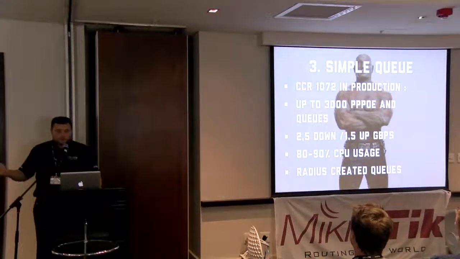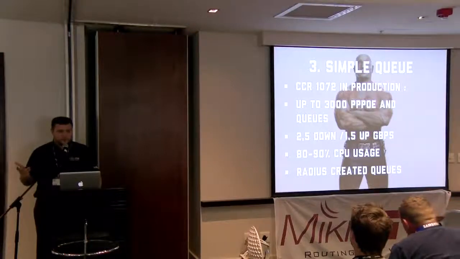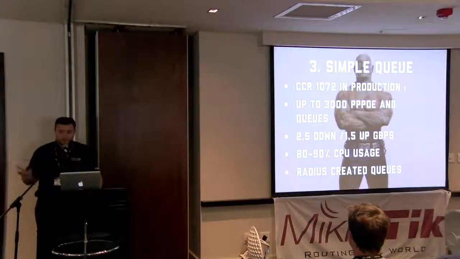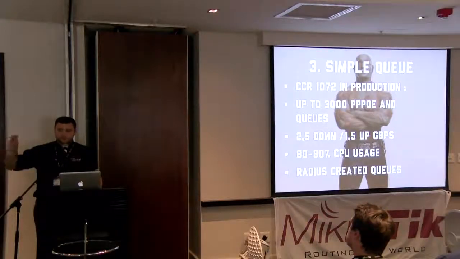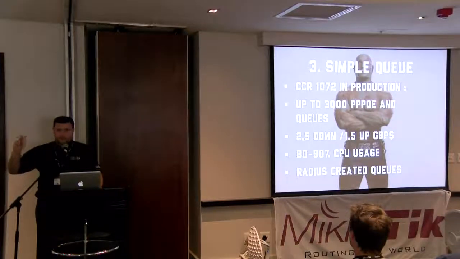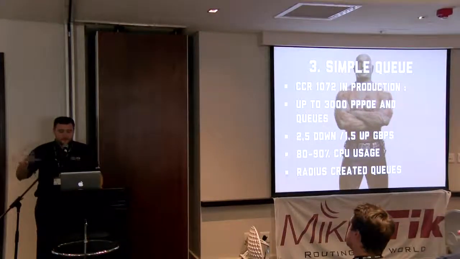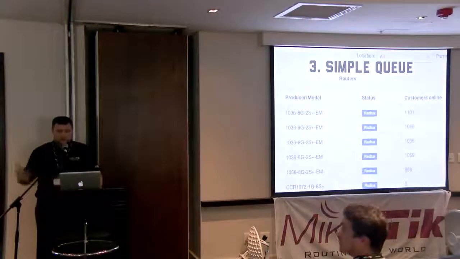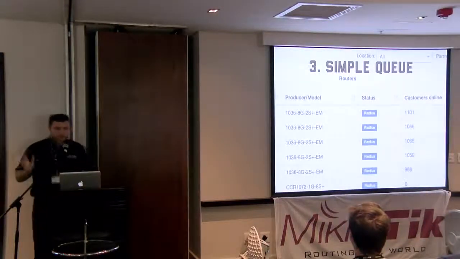What about 1072? It's almost double. So we got 3000 PPPoE and queues and 2.5 download, 1.5 upload gigabit per second. And again, we reach 80–90% of CPU usage. It means that some CPUs, small CPUs, are running at 100%, and the customers are starting to get issues. These are real numbers from real practice, from real networks all around the world. Now, this is just an example so that I'm not telling you something I haven't seen.